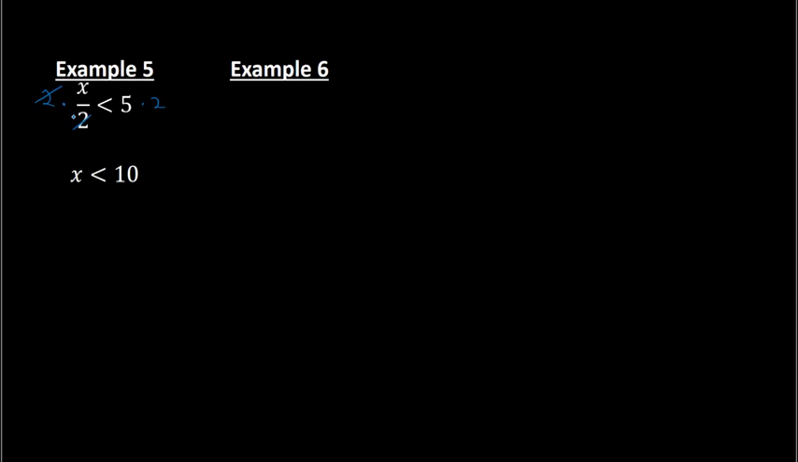Example 6. We have x divided by negative 2 is less than 5. So here we need to multiply by a negative 2 to get these to cancel. Multiply over here by negative 2 as well. So I have x on the left, negative 10 on the right, but because I am multiplying by this negative 2, I need to switch the inequality. So instead of a less than sign, it's a greater than sign. So my answer is x is greater than negative 10.